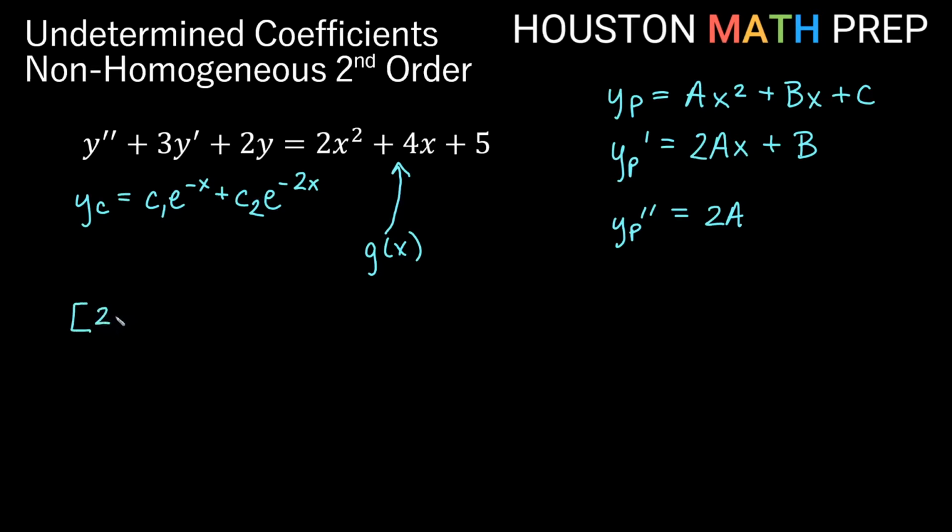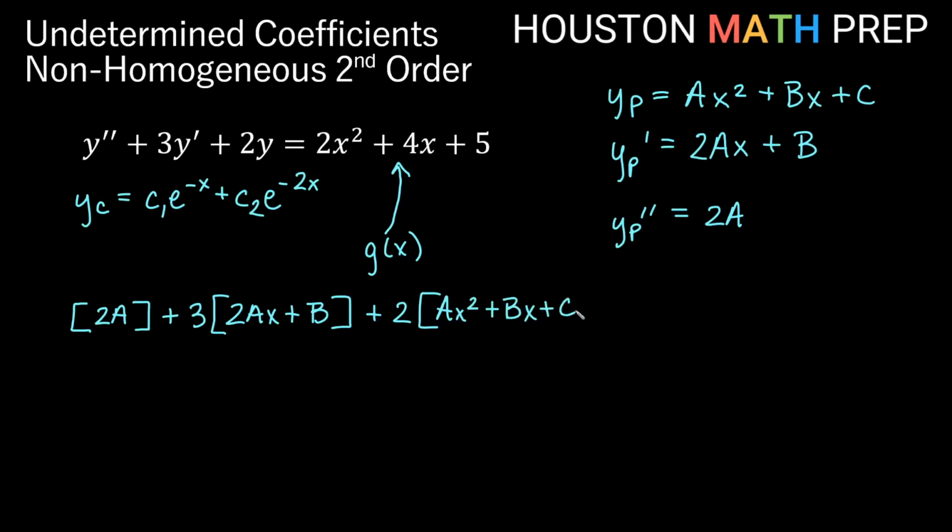So our y double prime is 2a plus 3y prime, so plus 3 times 2ax plus b, plus 2y, so plus 2 times ax squared plus bx plus c. And all of that equals the right-hand side, right? 2x squared plus 4x plus 5. All right, we'll go ahead and distribute our left side and combine everything.